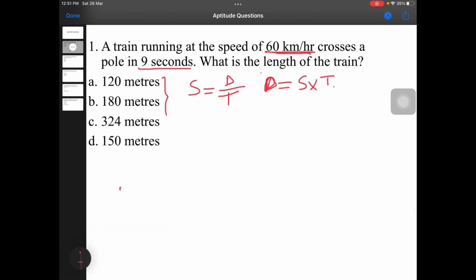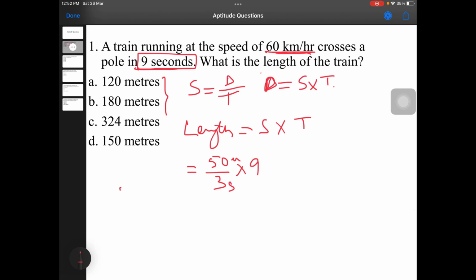So here the length of the train will be speed multiplied by time. The speed of the train we have calculated as 50 by 3, and the time is 9 seconds. So here seconds, here meter per second, so seconds will get cancelled, and 3 will go into 9 giving 3. So the answer is 150 meters. The length of the train is 150 meters. The correct option here is option D, 150 meters.